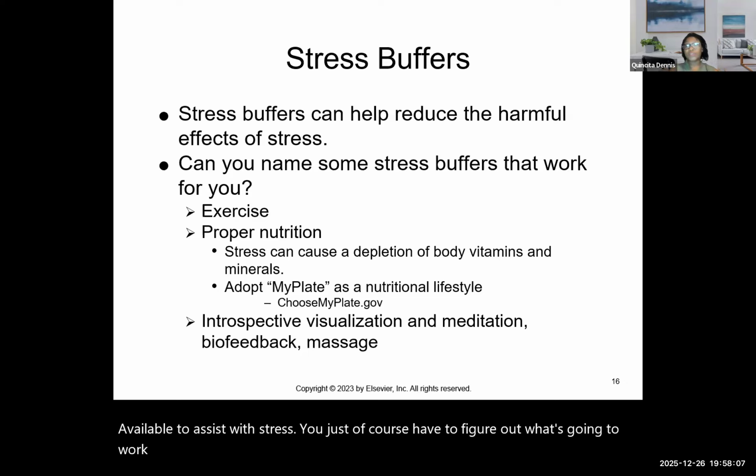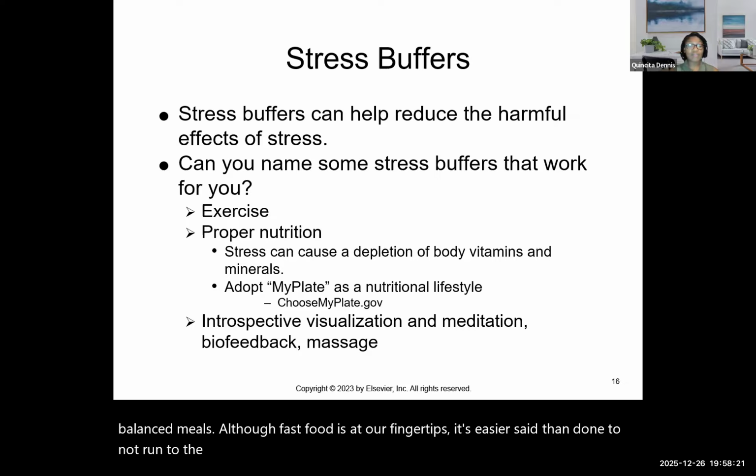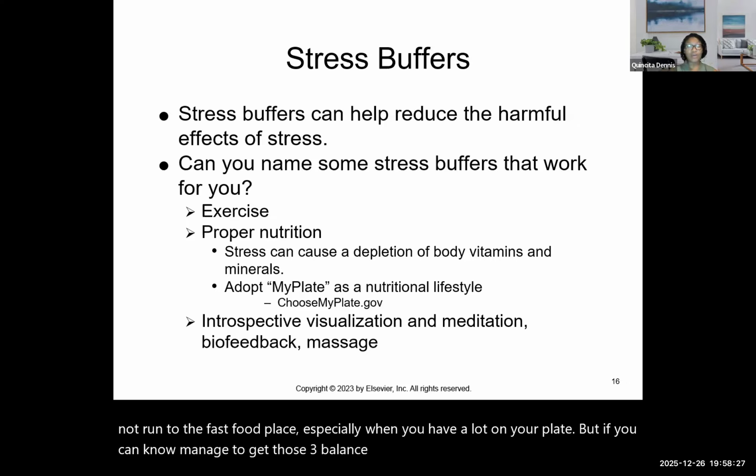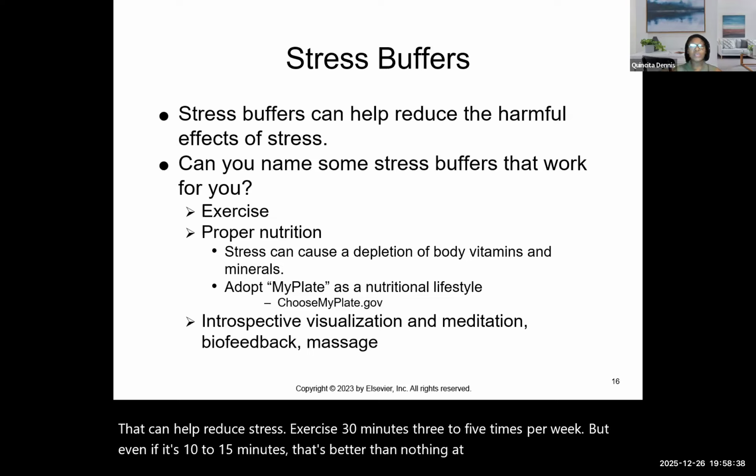So, in terms of eating, your book talked about 3 balanced meals. Although fast food is at our fingertips, it's easier said than done to not run to the fast food place, especially when you have a lot on your plate. But if you can manage to get those 3 balanced meals in, that can help reduce stress. Exercise 30 minutes, 3 to 5 times per week, but even if it's 10 to 15 minutes, that's better than nothing at all. Those are some of the recommendations.